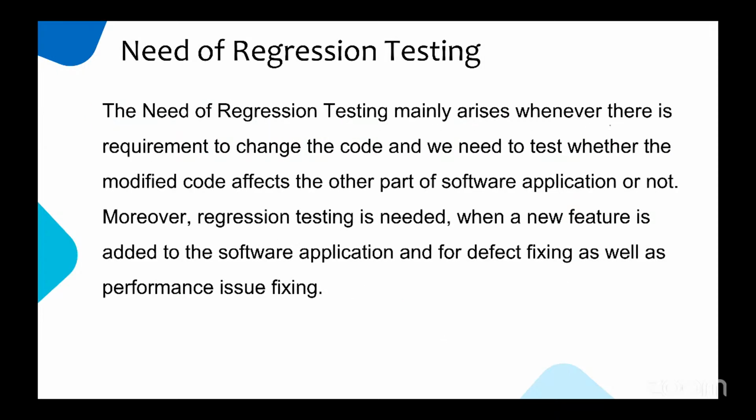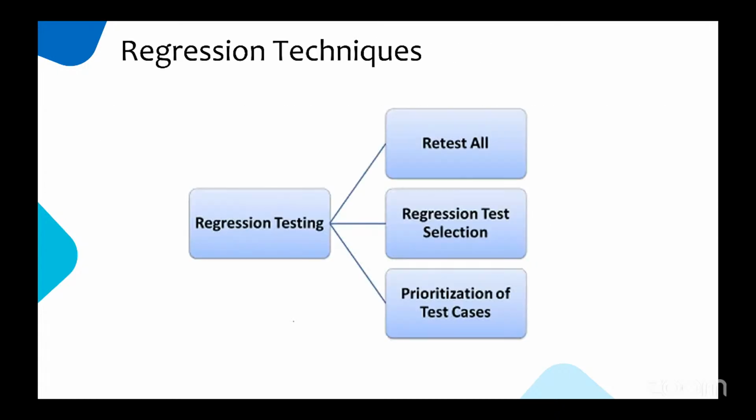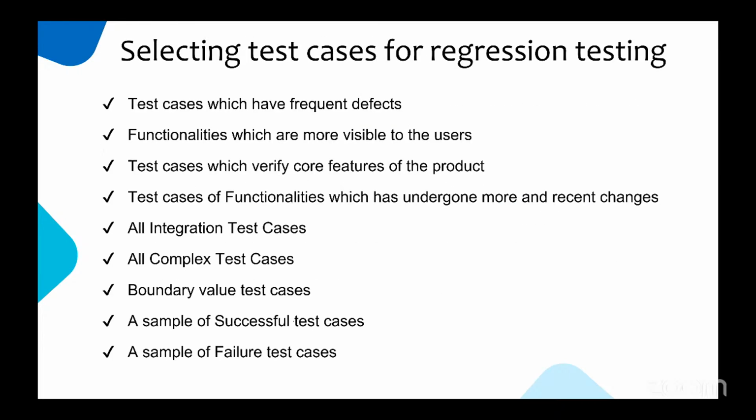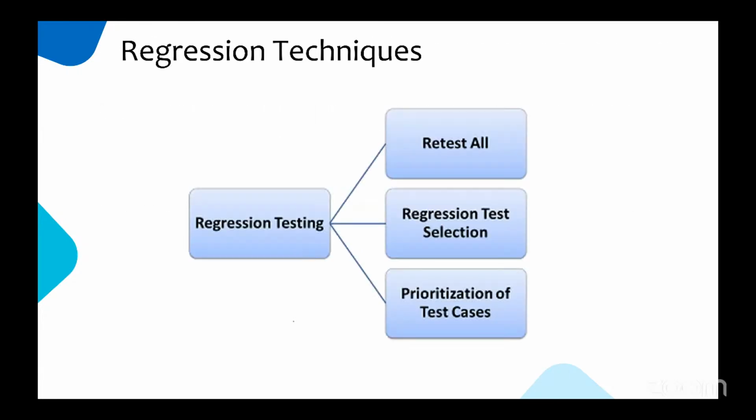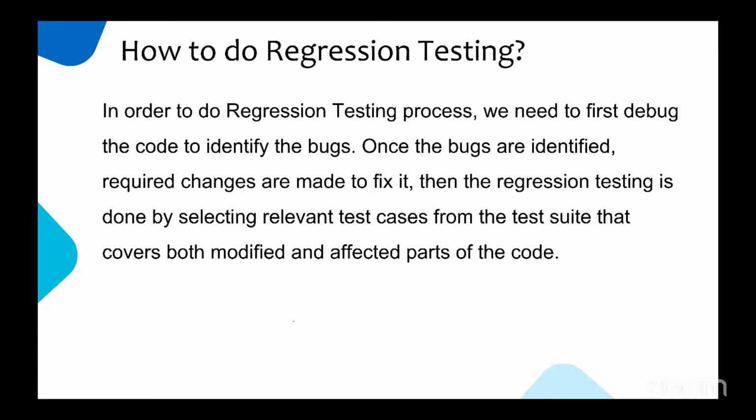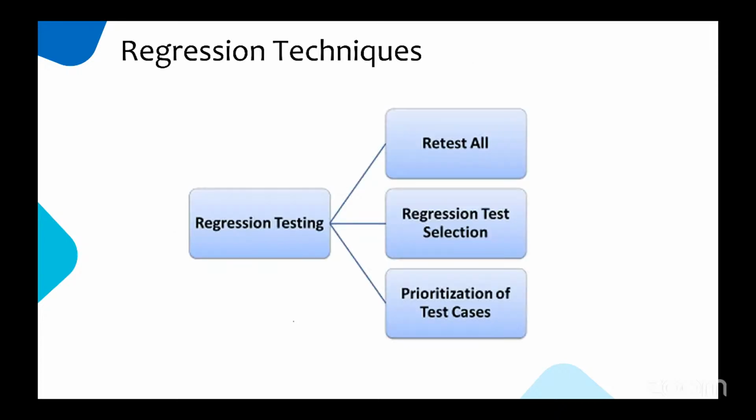The need for regression again: the entire application should be working fine after adding the new functionality also. So this is why we are performing regression. How will we do it? There are three ways we can do it. I will complete it in about 5 minutes. Retest all, regression test selection, prioritizing.